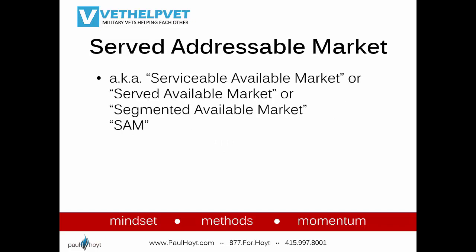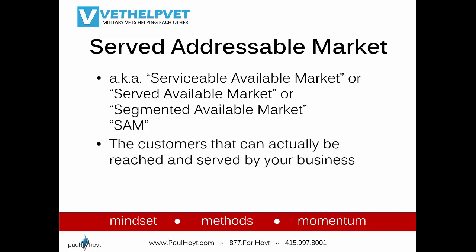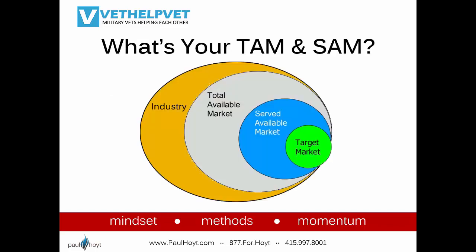This is also called the serviceable available market, or the served available market, or the segmented available market, but most often just abbreviated SAM. These are the customers that can actually be reached and served by your business. Let me give you some examples here. So let's say you want to open up a taco stand next to some very large office buildings. The industry in which you're in is the hospitality industry or the restaurant industry, and that can be very, very large. Let's say that your town has 1 million people in it. The industry there might be able to serve 1 million people a day.